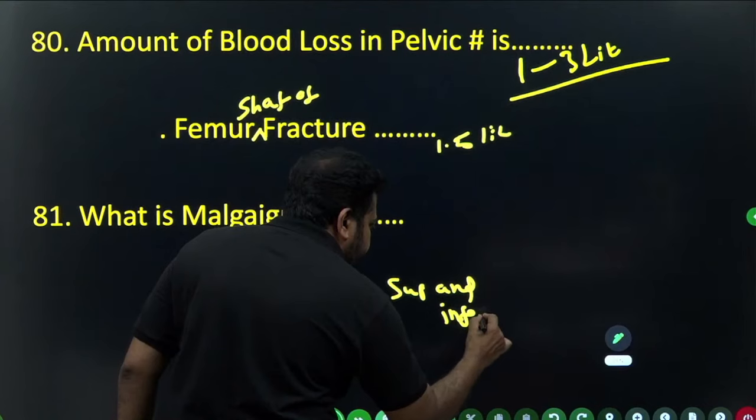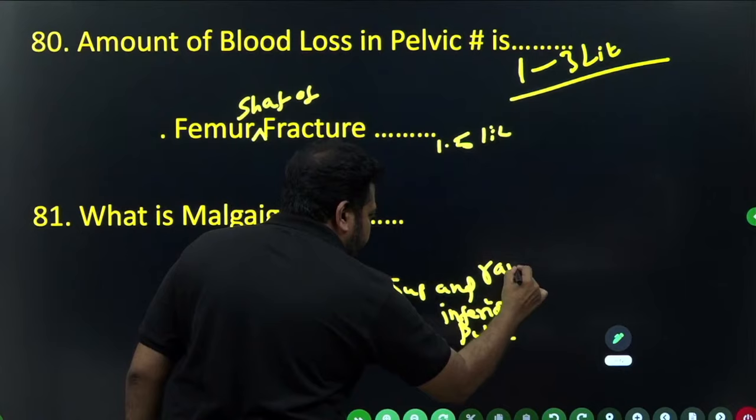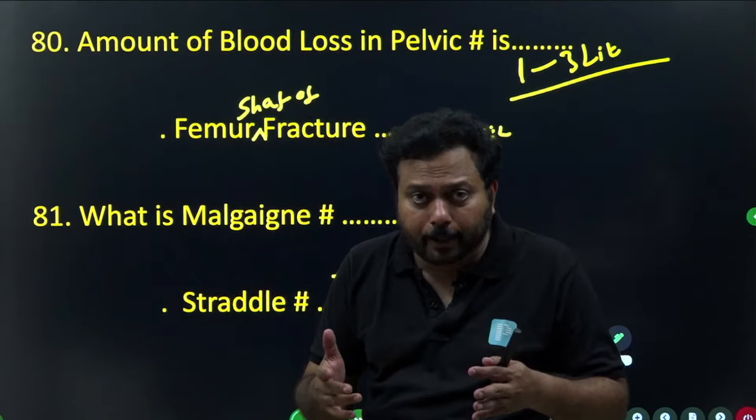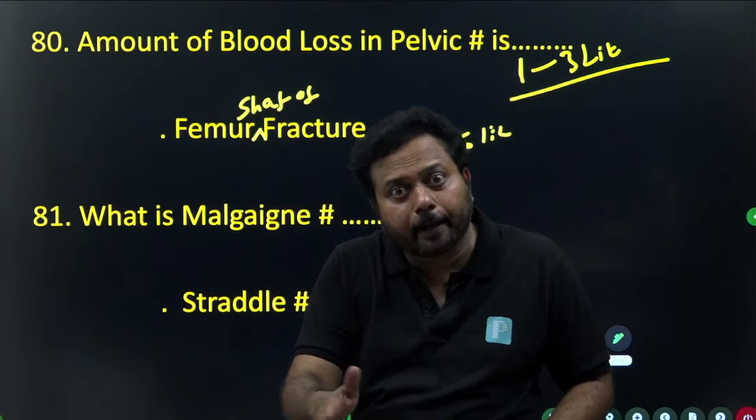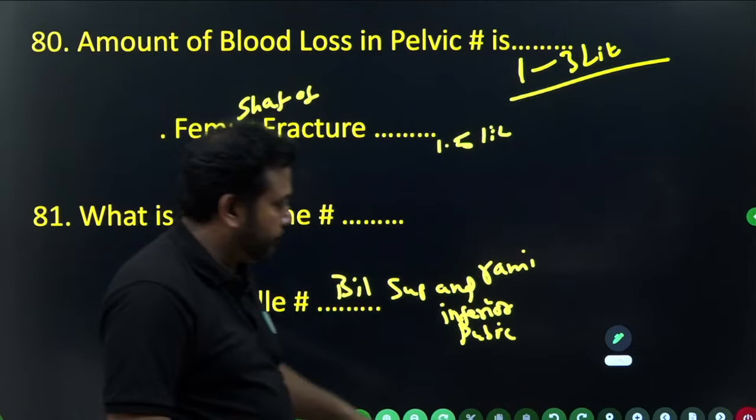Pubic rami fracture. Okay. Right? Bilateral. What do I mean by that? Please be careful. Straddle is the worst type. What I can say is both sides, right and left. Both sides, superior pubic rami and inferior pubic rami are fractured. Then it's called a straddle fracture. These are all named fractures.